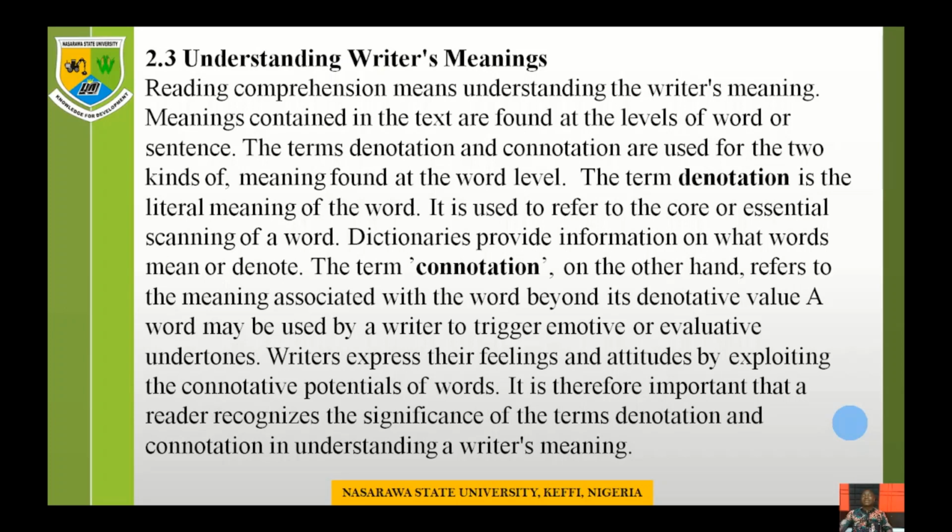Now, the top thing here, which is at 2.3, is understanding writers' meanings. When writers write, the meanings of what they write need to be understood. And the meanings we're looking at here have to do with meanings at the level of the words. In other words, we're looking at denotation and connotation as terms. The term denotation is the literal meaning of the word. It is used to refer to the core or essential meaning of a word, where we use the dictionaries as our guide. That is denotation.